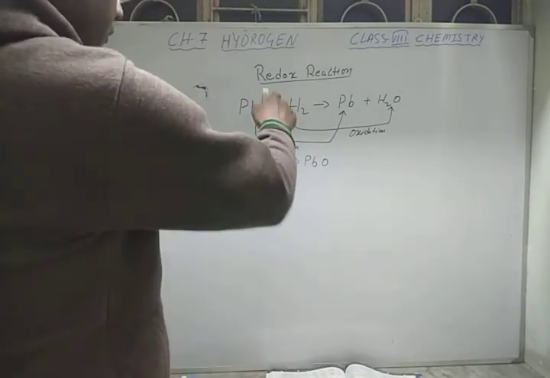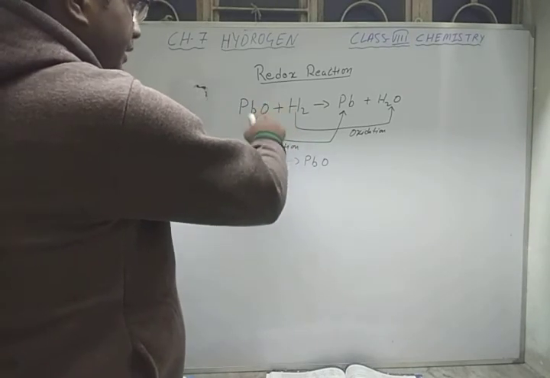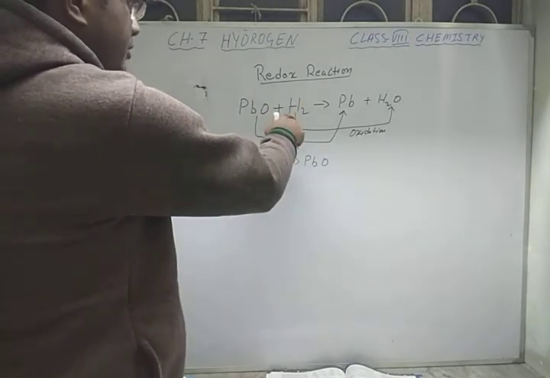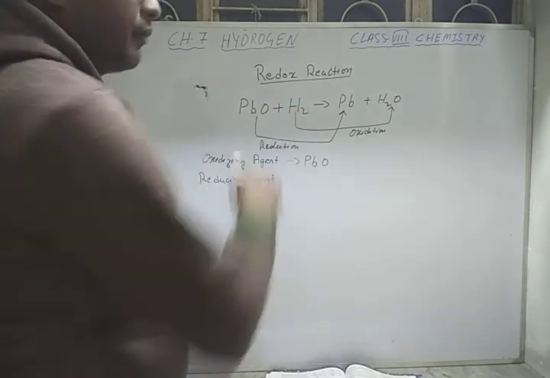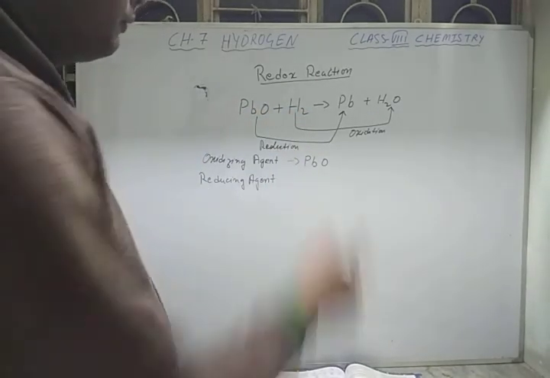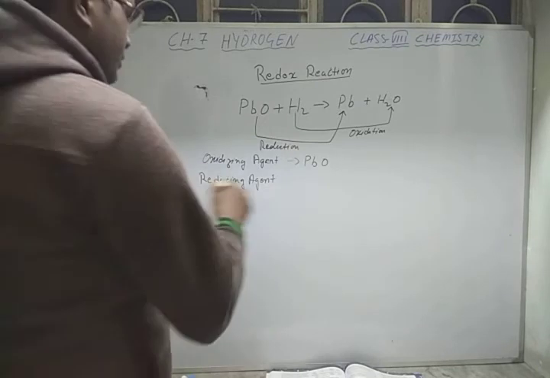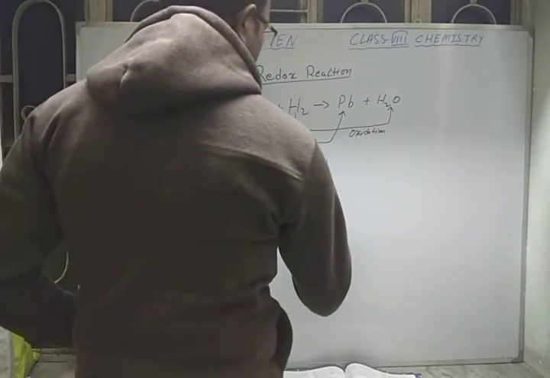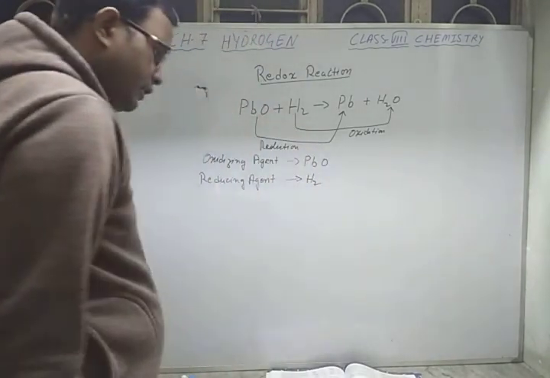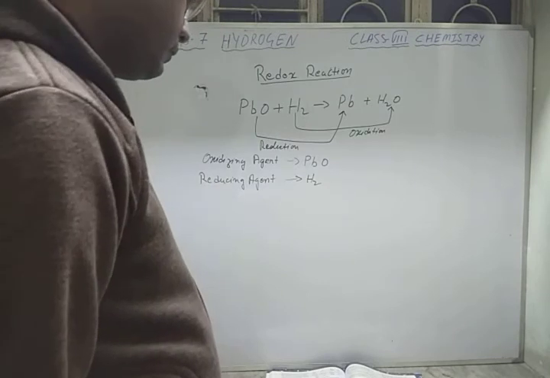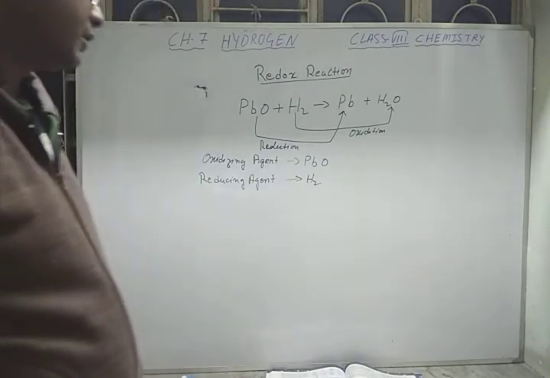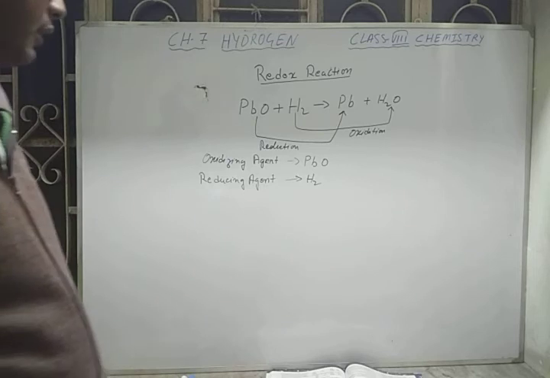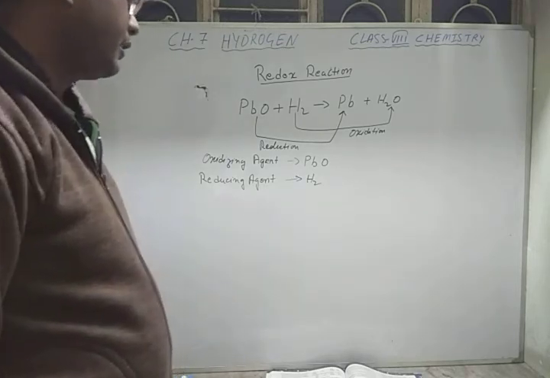While this happens, simultaneously this hydrogen helps oxygen to get removed from the lead oxide to form water. So here the reducing agent is hydrogen. So you can see how the reduction and oxidation reaction takes place and what the oxidizing and reducing agents are.